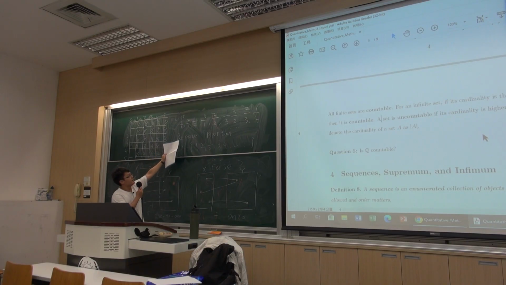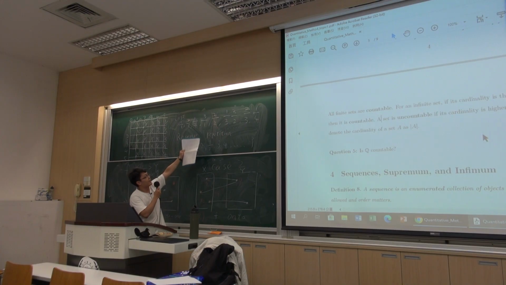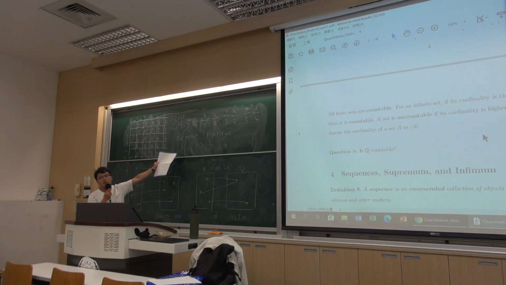The second step. The third step is to remove the repetition. For example, 2 over 2 equals 1 over 1. So you remove that one and keep the unique part here. So you will get the positive part of the rational numbers, which is the big Y here. Okay. So far so good. Good. Okay. Then we continue.